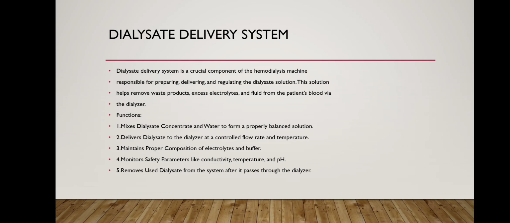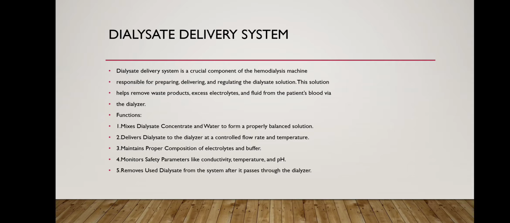Next is the dialysate delivery system, a crucial component of the hemodialysis machine, responsible for preparing and delivering the regulated dialysis solution. The solution helps remove waste and excess electrolytes and fluids from the patient's blood. The functions of the dialysate delivery system: first, we mix the dialysate concentrate and water to form a properly balanced solution.